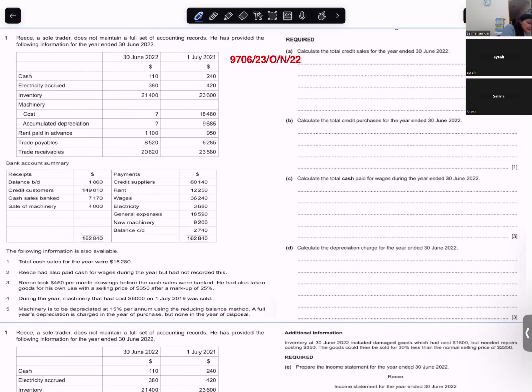Okay, first we want to calculate the total credit sales, total credit purchases, total cash paid, and depreciation charge. Are you with me? Yeah. To find out credit sales, what is the account that we require to make? The SLCA. To find out credit purchases, what is the account that we have to make? PLCA. Very good. To find out cash paid, what is the account that we have to make? Cash account. And depreciation charge is a separate working itself.